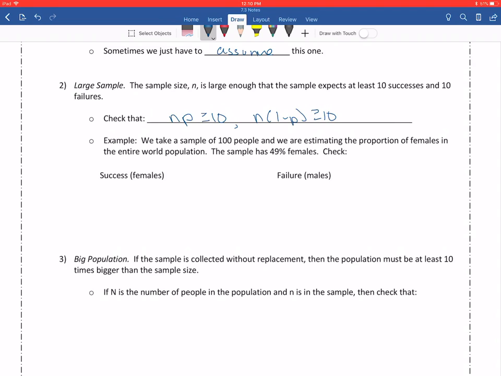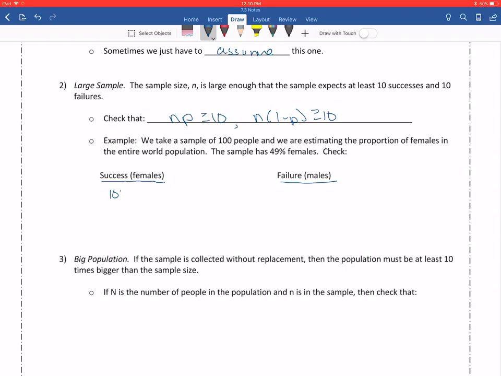Okay, so here's our example for that. If you take a sample of 100 people, was 100 people enough? That's what's left to be determined here. If we sample 100 people and we're estimating the proportion of females in the entire world, and the sample came back with 49% females, we want to check, was the sample big enough that we got 10 successes and 10 failures for the female question?